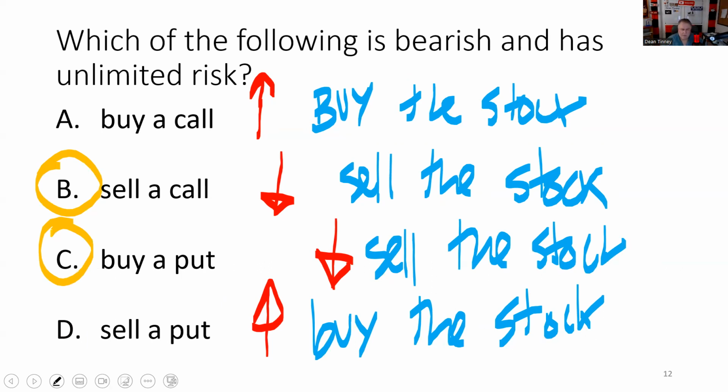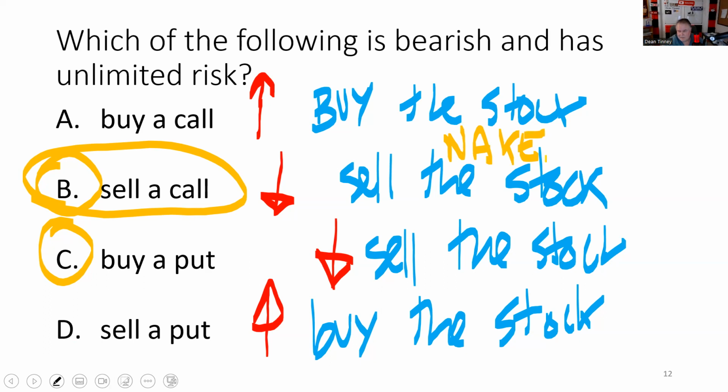And I would tell you, don't be a dumb bear. A dumb bear is a bear that agrees to sell stock they don't own. The answer is this. This is called a naked call. You say, well, Dean, what if they had the stock? Well, if they had the stock, we wouldn't be having this discussion. Don't bring extra stuff into the question.